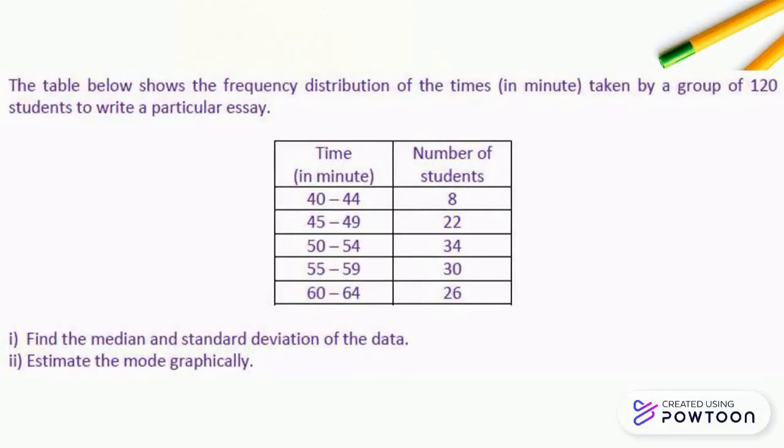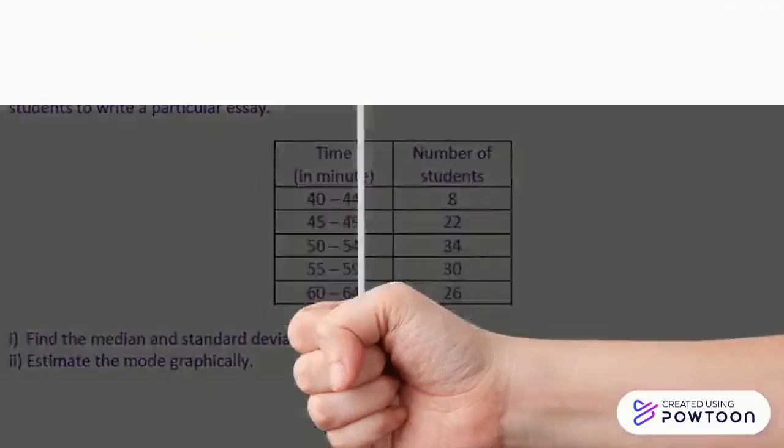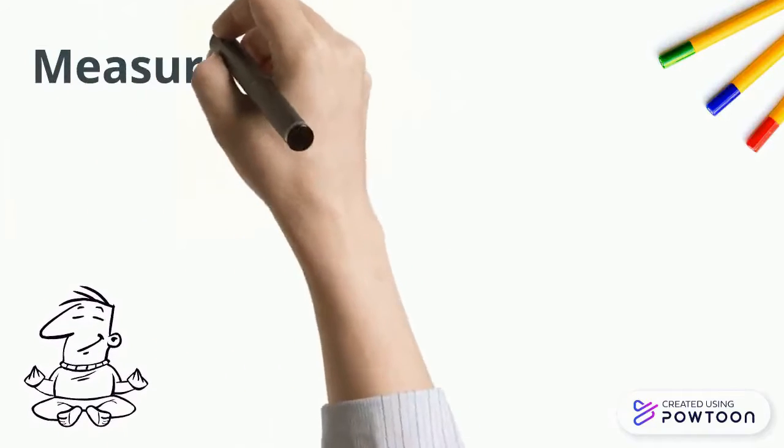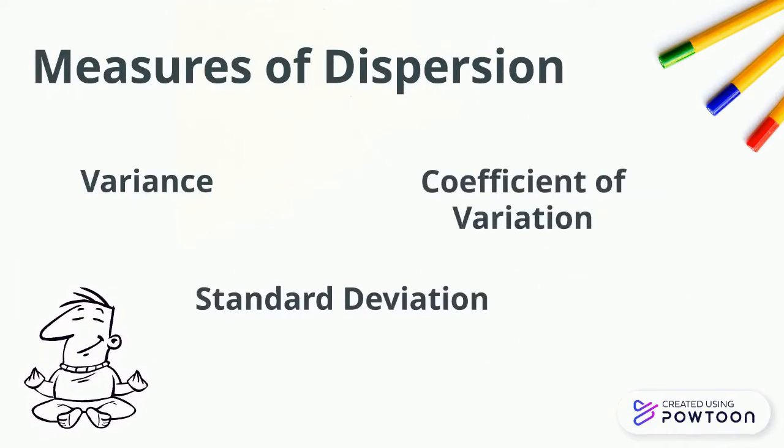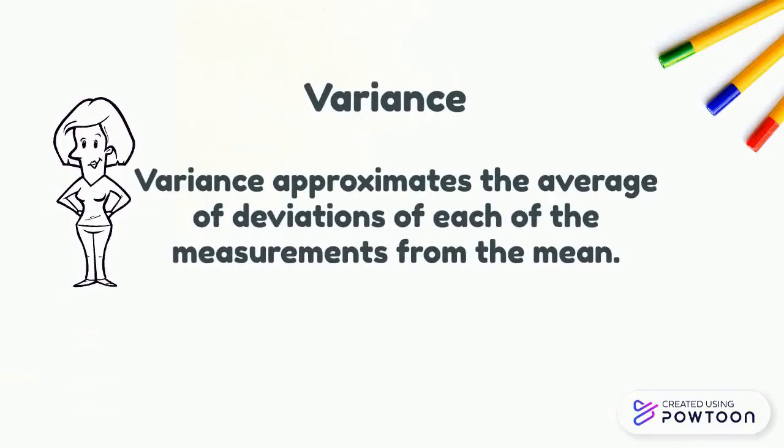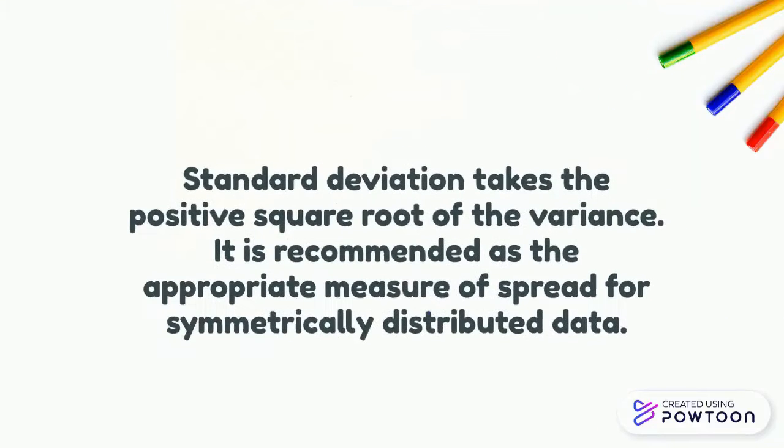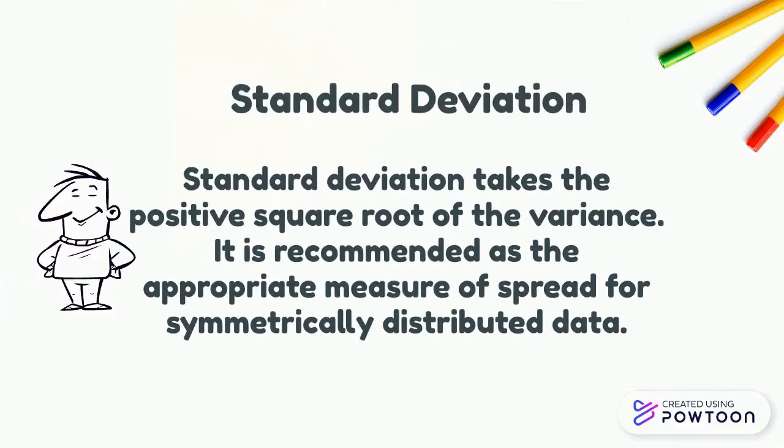Back to question number 1. After we found the median of the data, we need to find the standard deviation of the data. First, in measures of dispersion, there are variance, standard deviation, and coefficient of variation. Variance approximates the average of deviations of each of the measurements from the mean, whereas standard deviation takes the positive square root of the variance. It is recommended as the appropriate measure of spread for symmetrically distributed data.